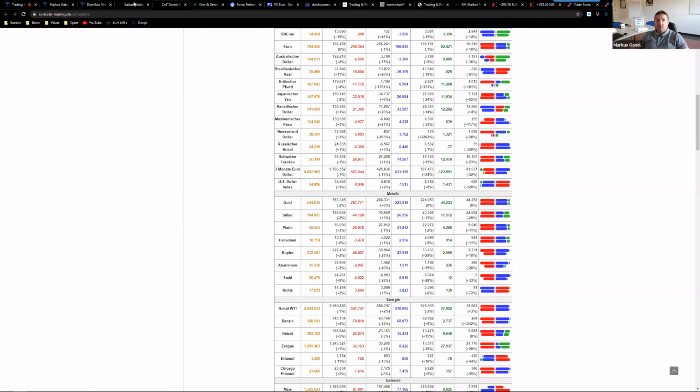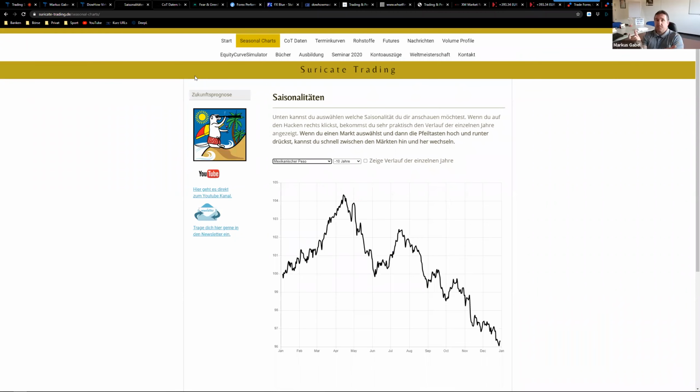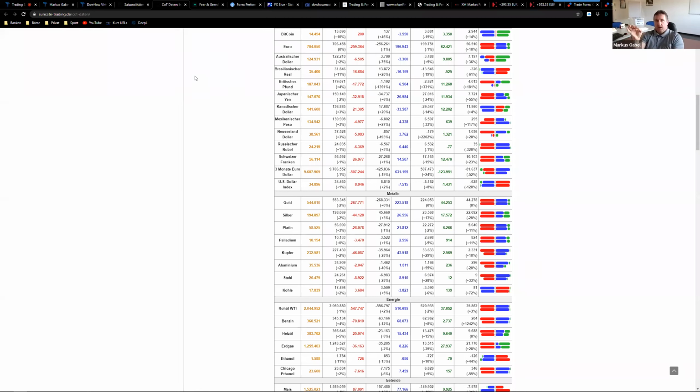Now have a look at seasonals. The COT data is based on real numbers, because all the huge traders have to publish their numbers, how many positions they have open. That's the open interest in the market. They have to publish this every week, so we can count on it every week.